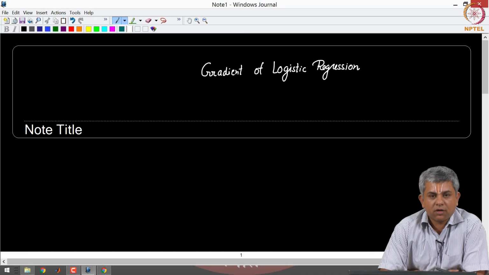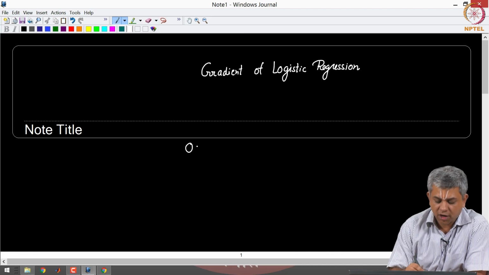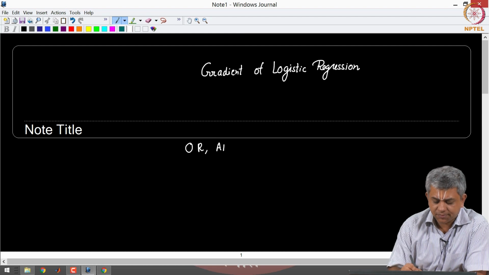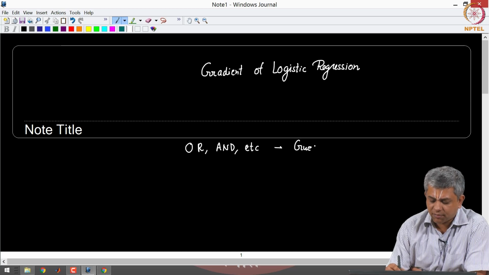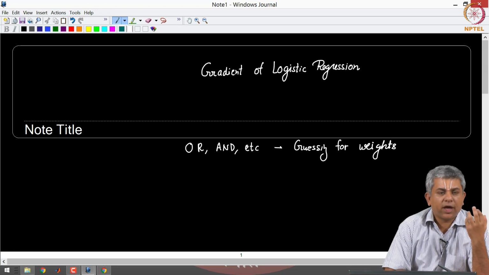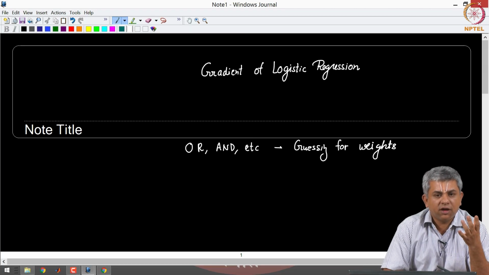Welcome back. In the previous videos, we saw our forward model of logistic regression. We also saw how we could use it in order to simulate the OR gate, NOR gate, etc. And during all these cases, what we were doing is we were sort of guessing for weights. Without actually doing the gradient descent, sort of by a heuristic rule of thumb guessing, we figured out some weights for which we could replicate the OR gate.